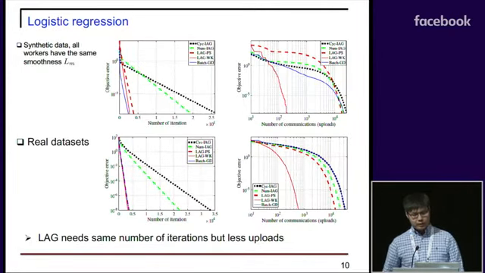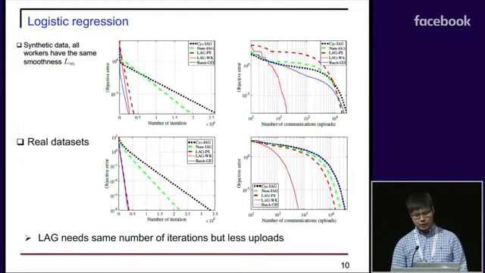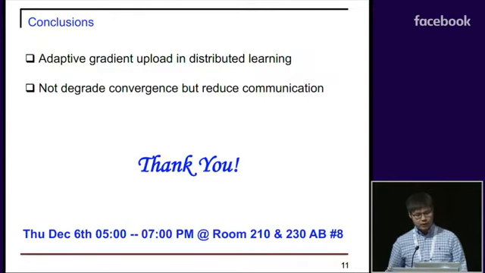A similar phenomenon can also be observed in the logistic regression case. Same number of iterations, but fewer communication uploads. Therefore, in our work, we propose a new way to communicate in the distributed learning setup, and our algorithm does not degrade the convergence property of GD, but reduces communication overhead significantly.